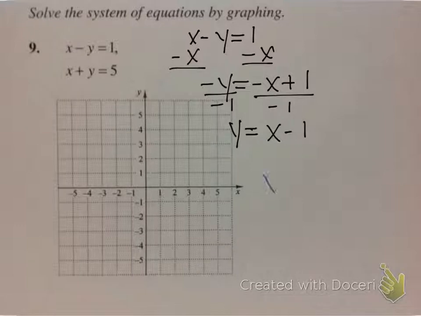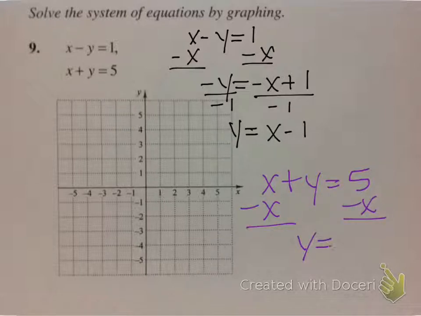And then my second equation, I'm going to go ahead and just get it in slope-intercept form right now. And then I'll graph both of them. So it looks like y equals negative x plus 5 on that one. So let's graph the top one first. My y-intercept is negative 1. And my slope is 1, or 1 over 1, so I'm going to go up 1 over 1. And then I'm going to draw my line.